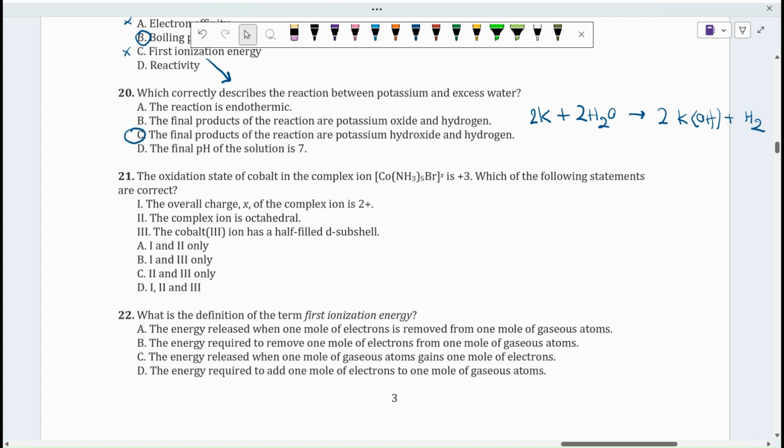21. The oxidation state of cobalt in the complex ion is +3. Which of the following statements are correct? Well, the first one that we could get is this. So the complex ion is octahedral. It is. We have 1 and then 5, that's 6. And even though octa sounded like 8 to me, and it might to you as well, octa is 6 in this case. So we know that's correct.